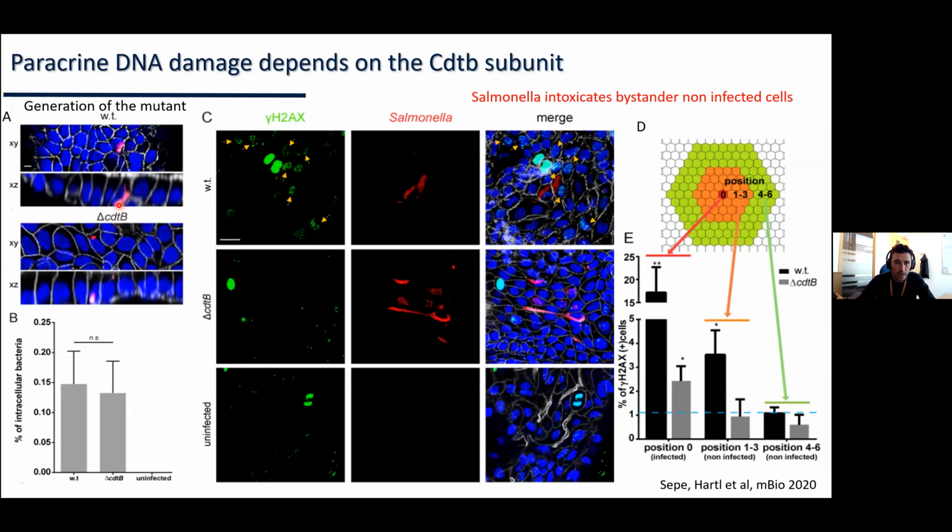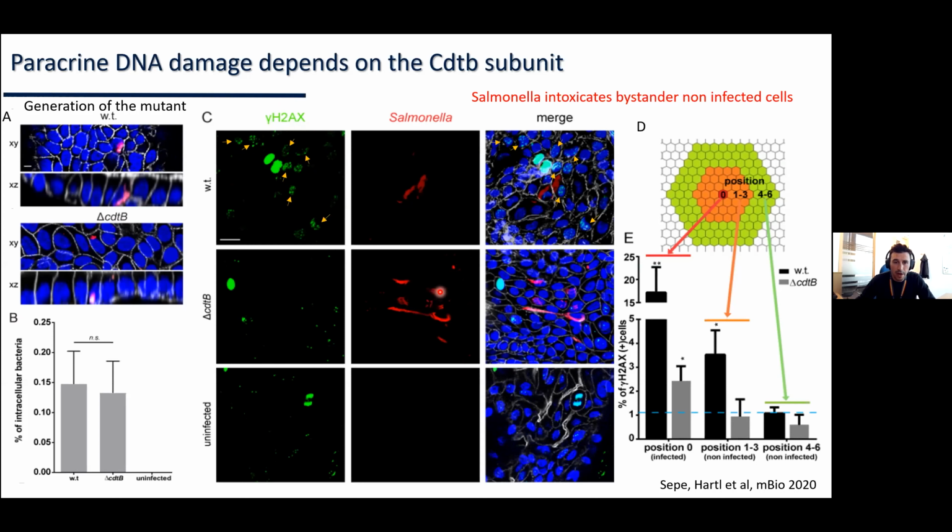We produced a mutant of Salmonella which lacks the subunit that performs the DNase activity, and we measured the amount of damage by using the marker gamma H2AX. This is a histone variant which is recruited where the DNA is broken, where there are double-stranded breaks. As you can see in this panel, around the Salmonella infection there are many foci of gamma H2AX, which suggests that there is lots of genomic instability going on around the infected site. When we infected with the mutant, we didn't see this effect.